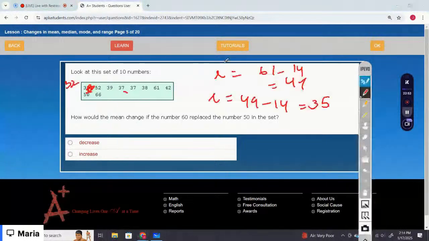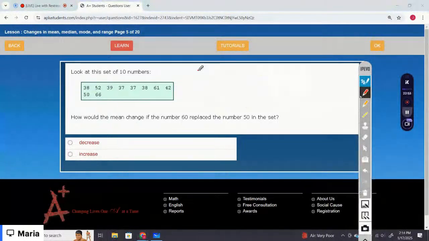So the mean is the sum of the numbers divided by the number of numbers given: 38 plus 52 plus 39 plus 37 plus 37 plus 38 plus 61 plus 42 plus 50 plus 66. The sum is 460 divided by 10, so the mean is 46.